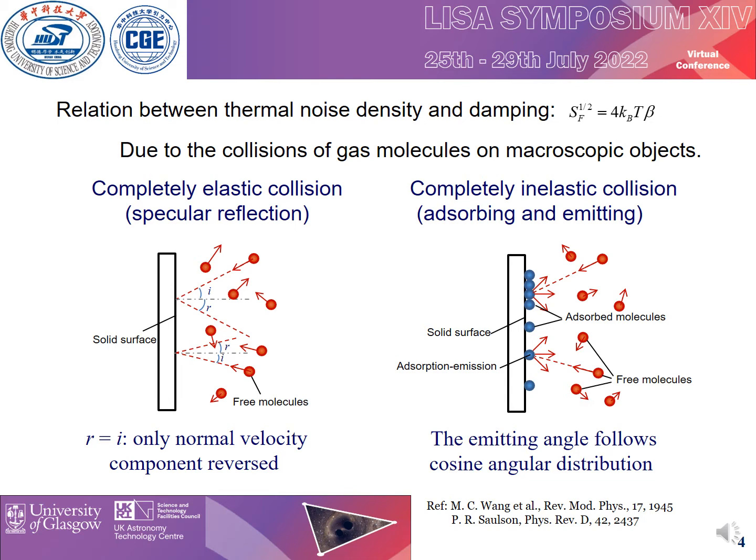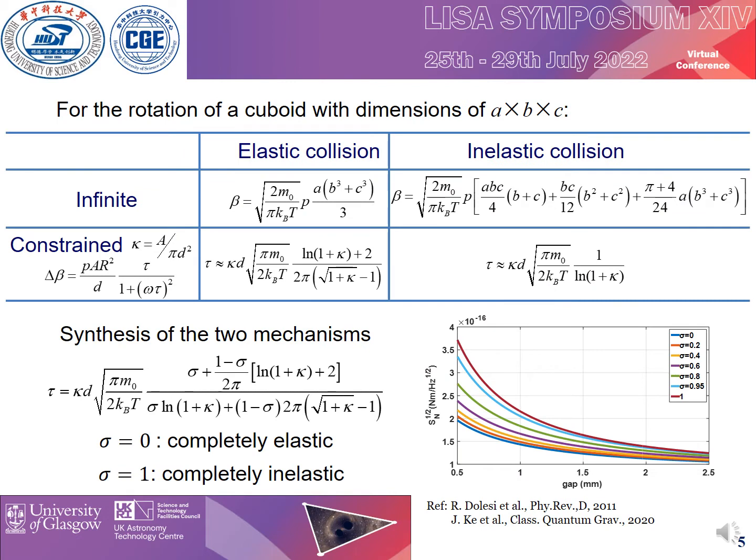In detail, there are two types of collisions for the molecules. The one is the completely elastic collision, in which the molecules bounce on the solid surface and only the normal velocity components are reversed. The other is the completely inelastic collision, in which the molecules are adsorbed by the solid surface at first and then emitted from the solid surface. In this case, the emitting angle follows the cosine angular distribution. Different mechanisms lead to different phenomena.